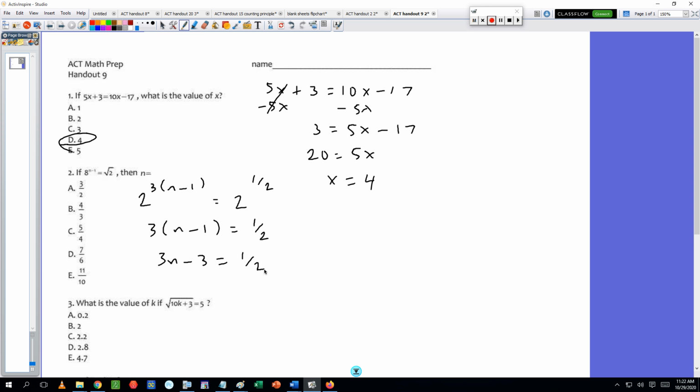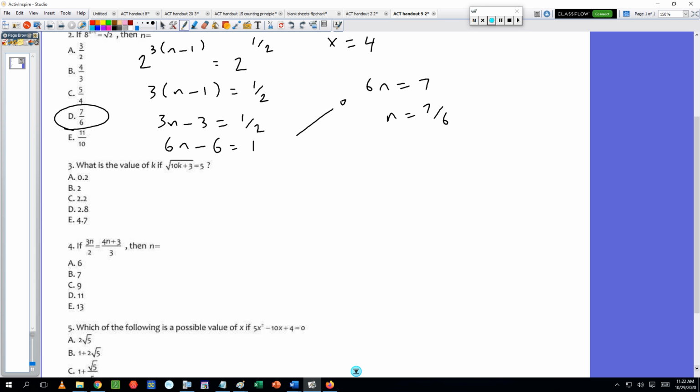I'm going to multiply everything by 2 so that I can cancel out that fraction. That gives me 6n minus 6 is a 1. 2 times the 3 is a 6. 2 times the other 3 is a 6. 2 times the 1/2 just cancels the 2 on the bottom. Now I'm going to take the 6 and add it over. That gives me 6n is 7. I get n is 7/6. That is choice D also.